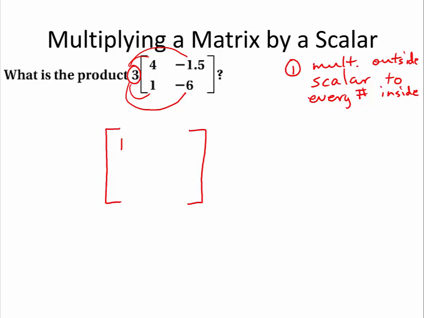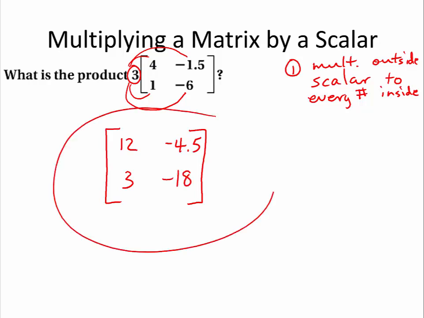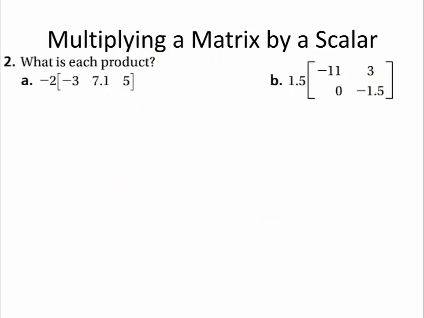3 times 4, which is 12. And then 3 times a negative 1.5, which is negative 4.5. And then 3 times 1, which is 3. And then 3 times negative 6 is a negative 18. And done. So not very difficult. Now take a look at these. Go ahead and give them a try and see how you do.